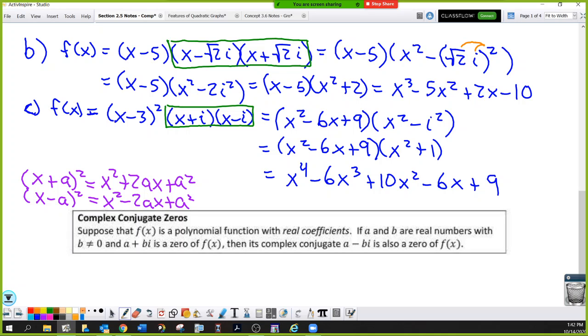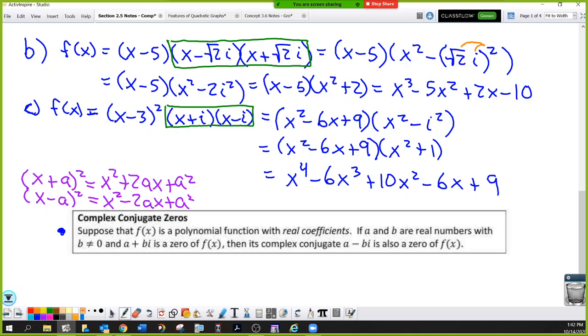You see, the reason why that happened is because complex zeros always come in pairs, specifically conjugate pairs, every single time. So if you're talking about a polynomial with real coefficients and a and b are real numbers, then a plus bi is a 0. If a plus bi is a 0, guess what else is? That's right, a minus bi. It doesn't have a choice. Complex zeros always come in conjugate pairs.